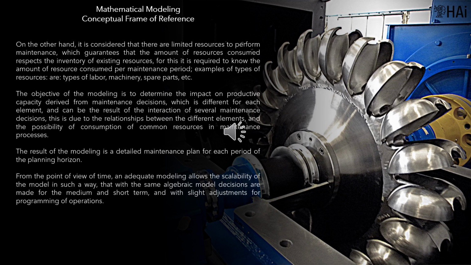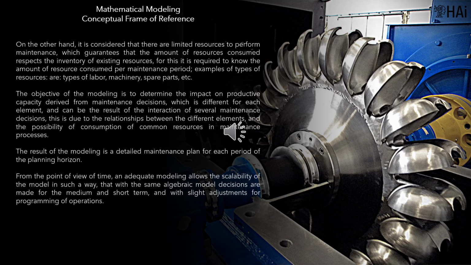The objective of the modeling is to determine the impact on productive capacity derived from maintenance decisions, which is different for each element, and can be the result of the interaction of several maintenance decisions. This is due to the relationships between the different elements, and the possibility of consumption of common resources in maintenance processes. The result of the modeling is a detailed maintenance plan for each period of the planning horizon.